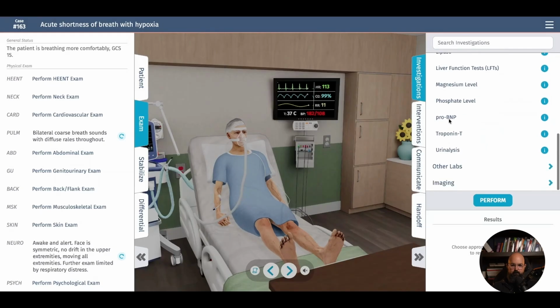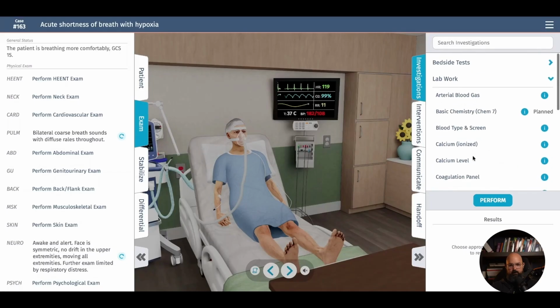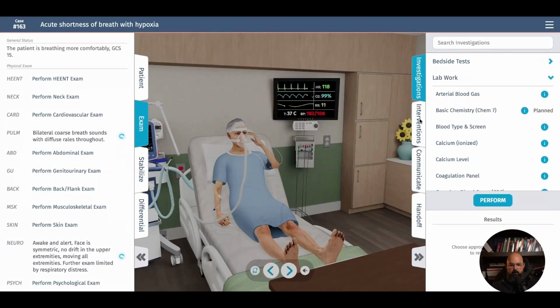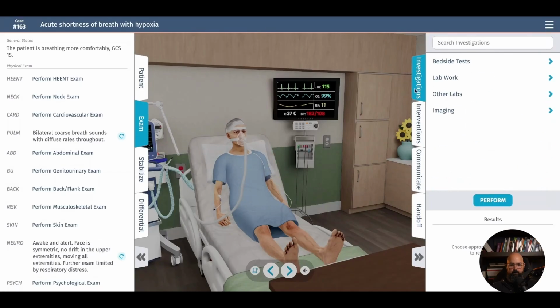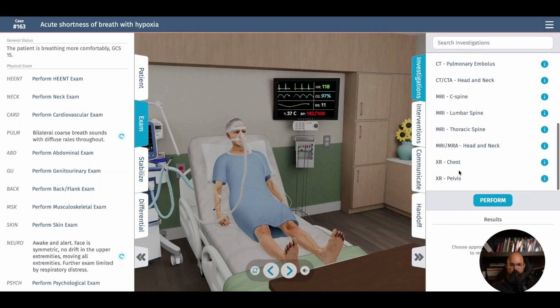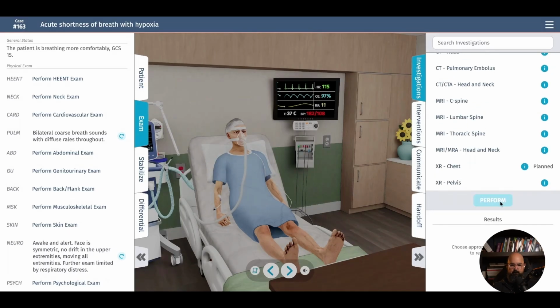No. I'll get that, even though I'm pretty sure I know what that's going to say. A little pro-BNP. Okay. And then, you know what, for giggles, why don't we go ahead and get a chest x-ray? No, I'm pretty sure I know what that's going to say. Okay.